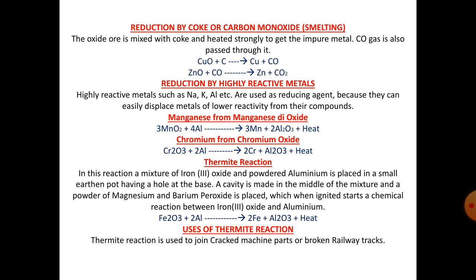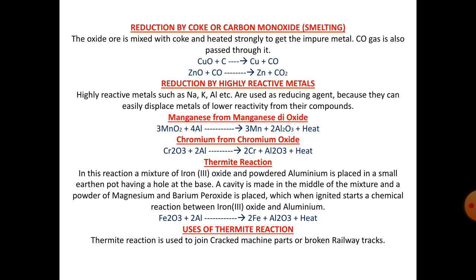Now, the next question which can be asked is, what is a thermite reaction? In this reaction, a mixture of iron(III) oxide and aluminium is placed in a small earthen pot having a hole at the base. Then a cavity is made in the middle of the mixture and powder of magnesium and barium peroxide is placed. When the mixture of magnesium and barium peroxide is ignited, the reaction between iron(III) oxide and aluminium starts. The reaction is highly exothermic, gives out a lot of heat, and forms molten iron. And aluminium oxide remains on top of it.